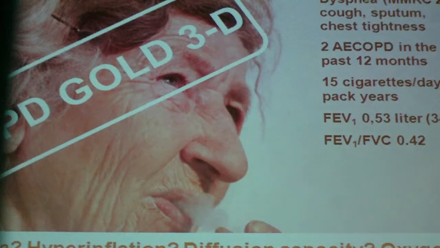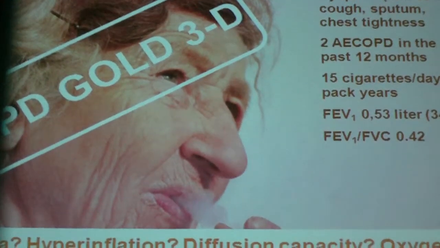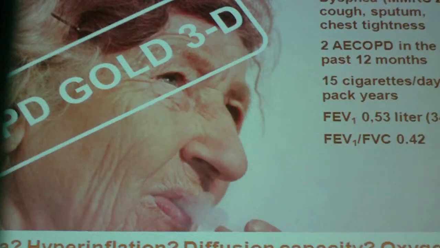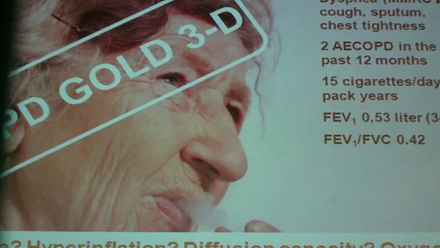But there's still a lot of very important information that we don't know about that patient with COPD. Does she have emphysema, and how much emphysema? As I told you in the beginning, a patient can have more or less emphysema, more chronic bronchitis, less emphysema. Does she have hyperinflation? I'll explain in a minute what that is. What is her diffusion capacity? Does she need oxygen?